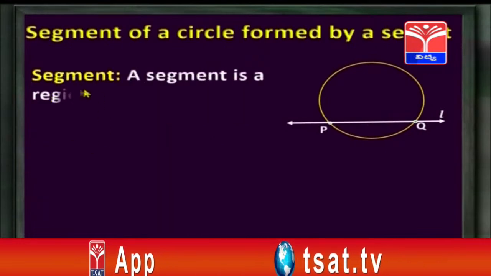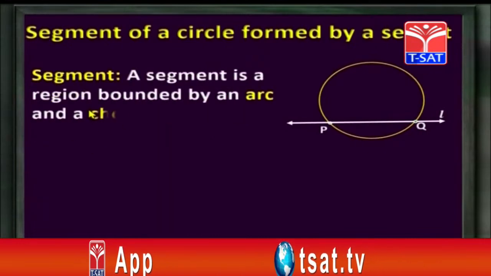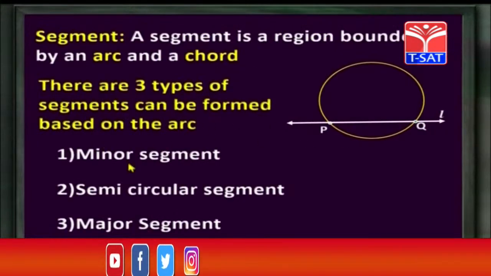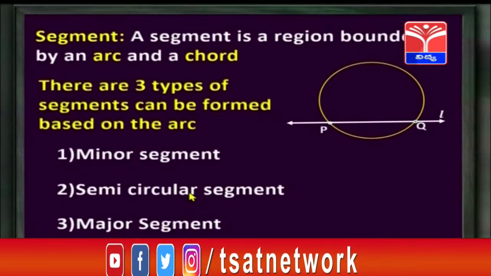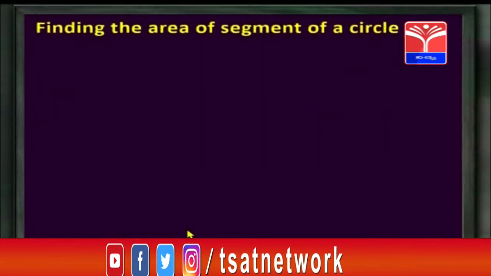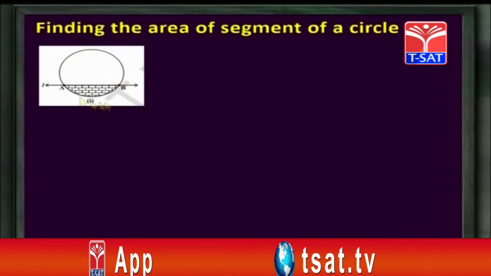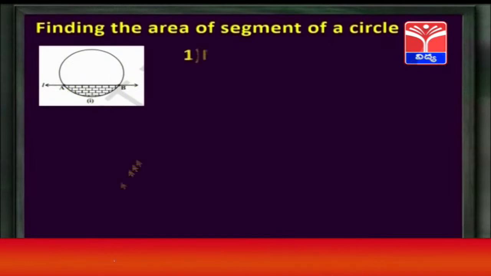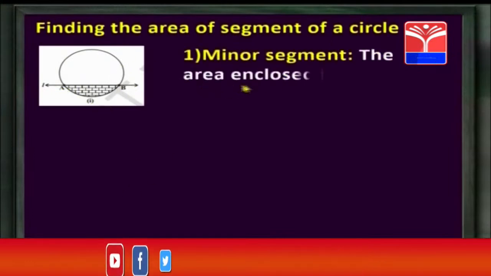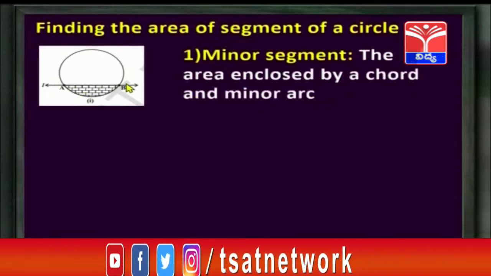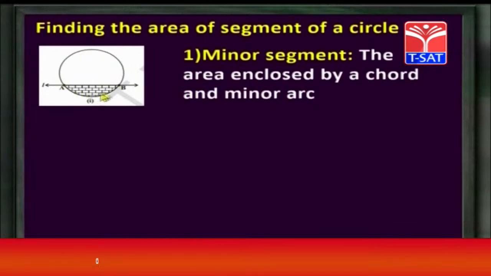What is a segment? A segment is a region bounded by an arc and a chord. Three types of segments can be formed: a minor segment, a semicircular segment, and a major segment. Now let us see how to find the area of a segment of a circle. See this figure, a circle and a secant. What is a minor segment? The area enclosed by a chord and a minor arc is called a minor segment.